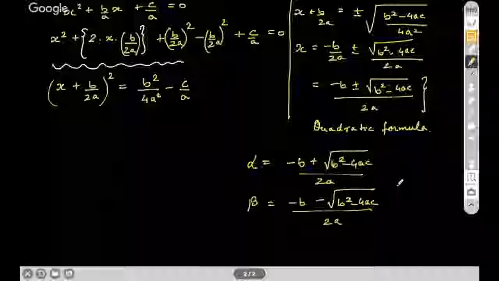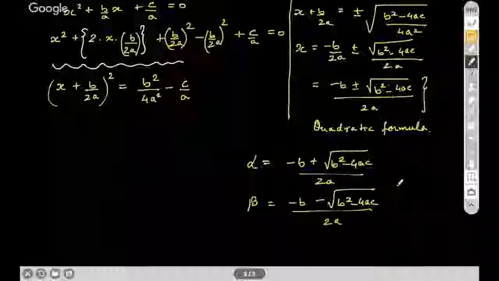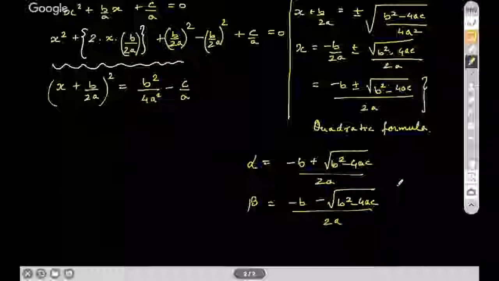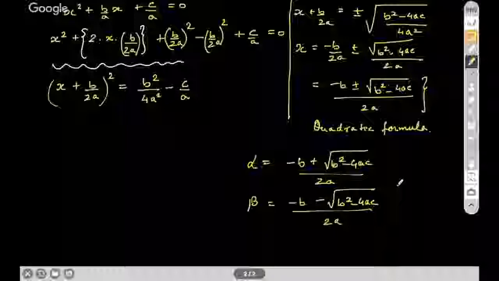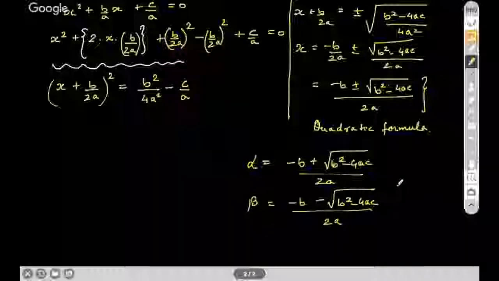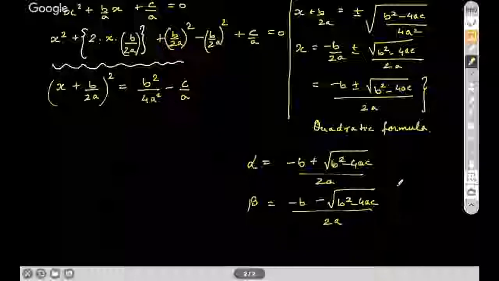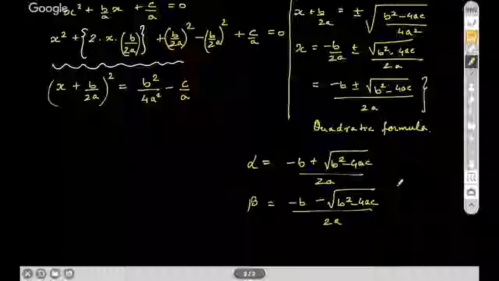Let's say we have some previous year question on solving the quadratic equation by completing the square. So there are lots of NCERT questions, but we will pick up something which has been asked in the previous year. Okay, never mind. So let's solve this. The question is, solve by the method of completing the square.